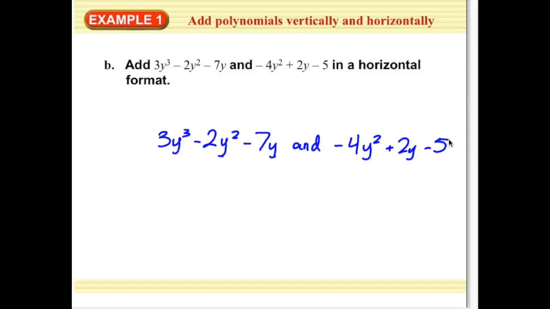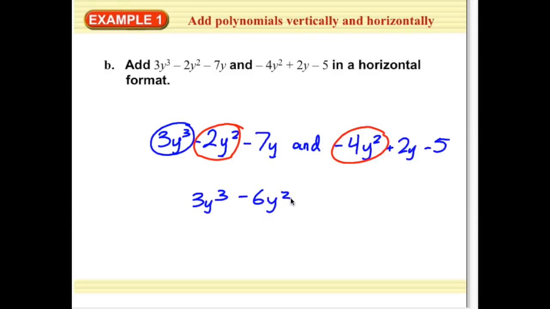And I'm just going to go through and combine. So I have a 3y cubed, but there's no other cubed terms, so I'm just going to say 3y cubed. I have a negative 2y squared and a negative 4y squared, so that's going to turn into a negative 6y squared. And then I have a negative 7y and a positive 2y, which will turn into a negative 5y. And lastly, just that negative 5 as a constant. So I've combined all my like terms, and I have the sum of my two polynomial equations.